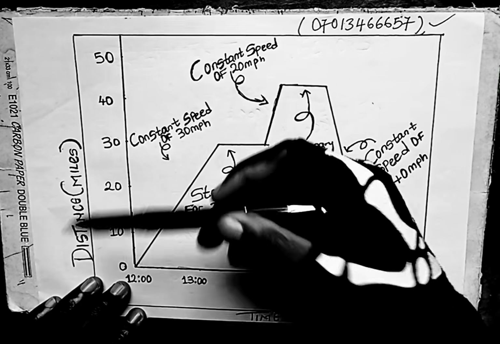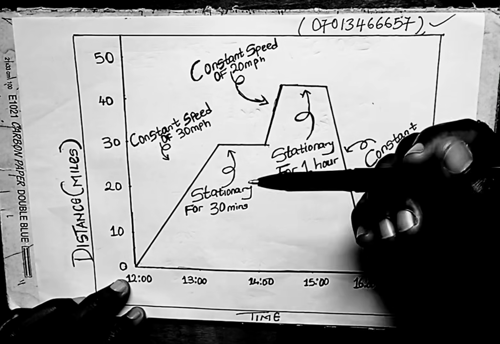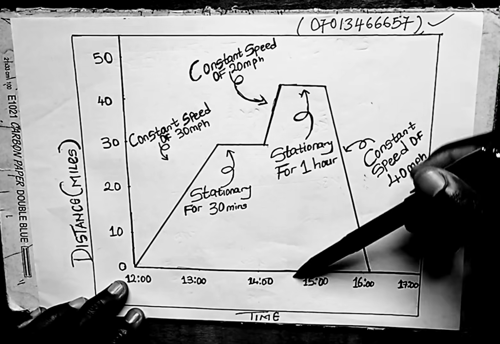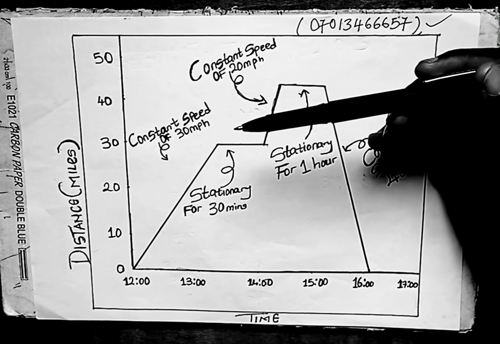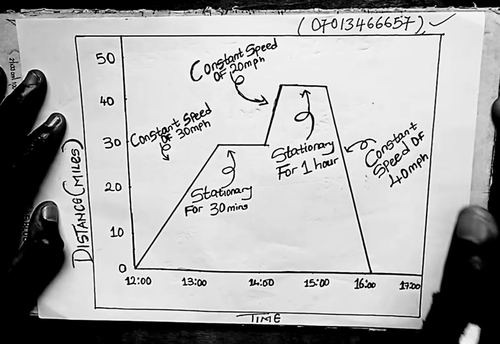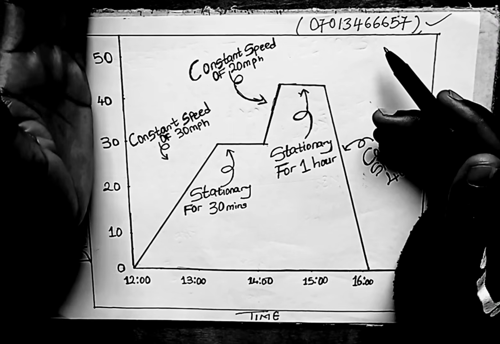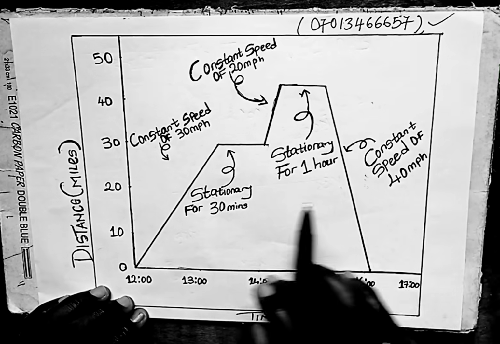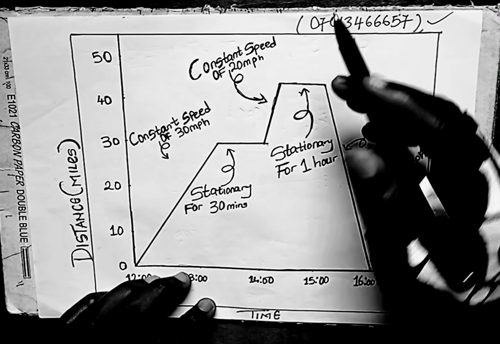So what does a distance time graph mean? It means distance plotted against time. We are trying to look at the distance covered with time. That's the motive of the graph. Distance is usually on the y-axis and time is usually on the x-axis. Interpreting this graph is very easy.